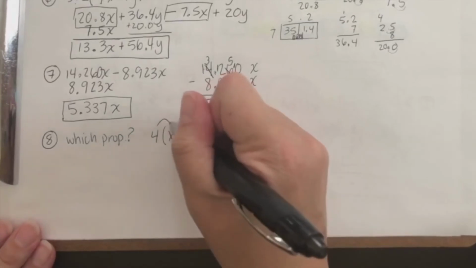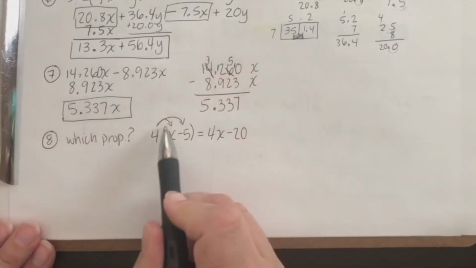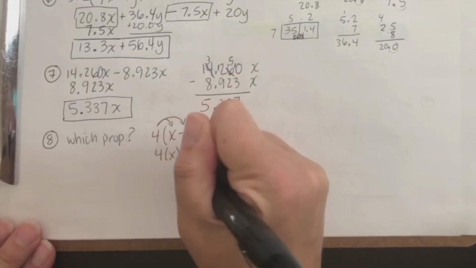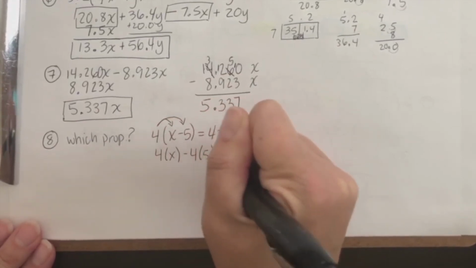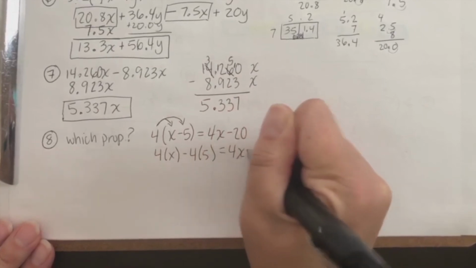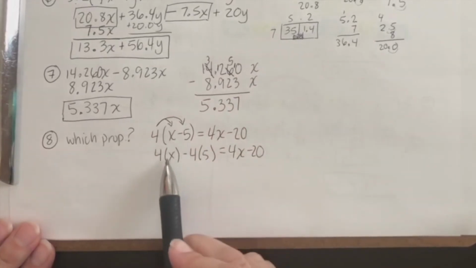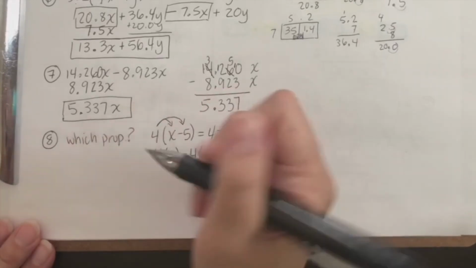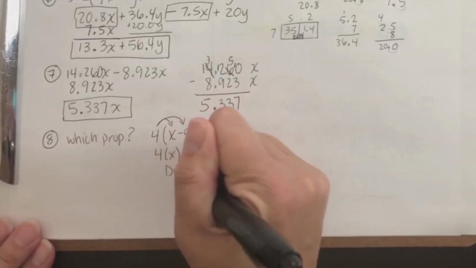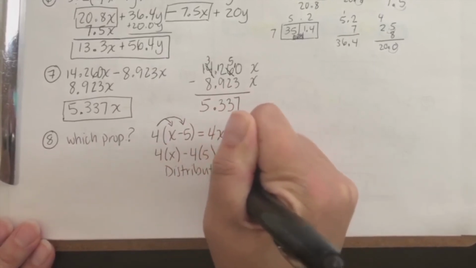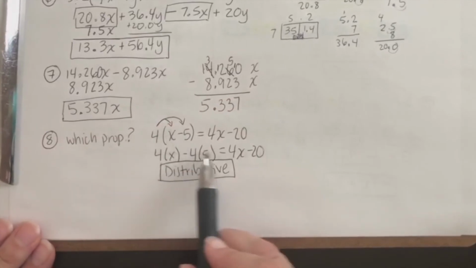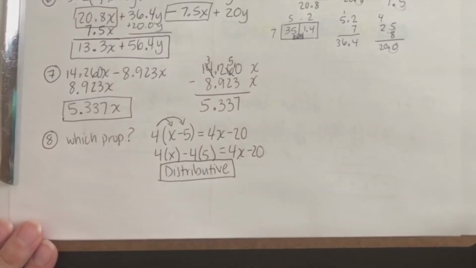And it looks like we distributed. So let's draw the arrows on there and show that this is 4 times x minus 4 times 5 to equal 4x minus 20. So now we're showing that we see what's going on here, and then we can say distributive. If we just write distributive and we don't show how we know that, then it looks like we just copied it from the answer key.